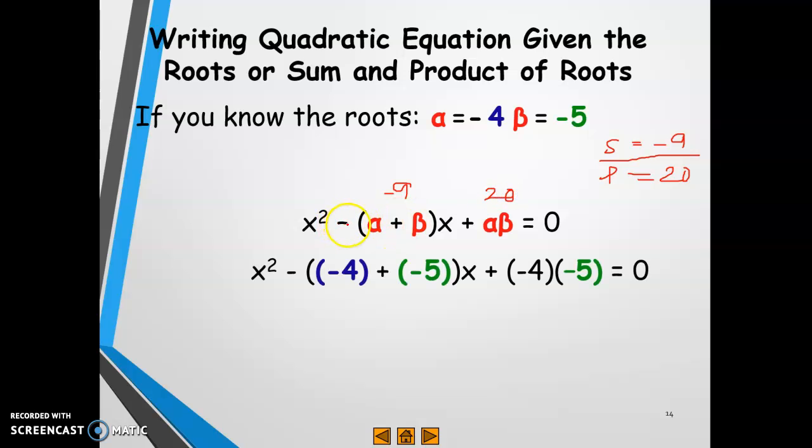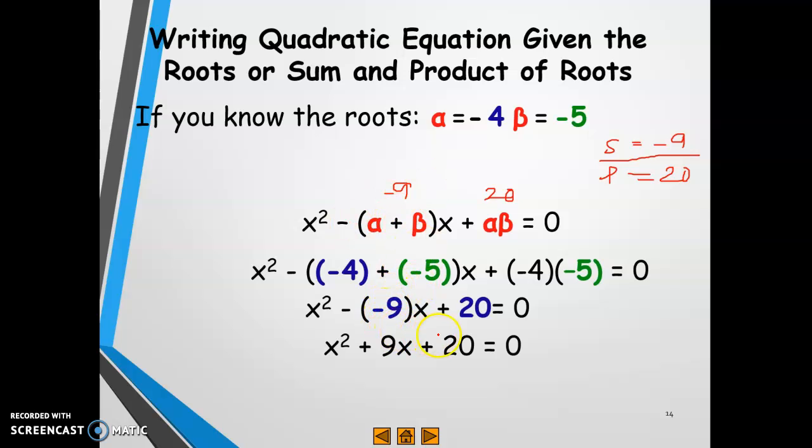So yeah, if I show the solution given the roots, it will give the same thing also, because if you add, this becomes -9, and then this is positive 20, right? So same thing, negative times the -9, that is basically positive 9, then plus 20. So x squared plus 9x plus 20.